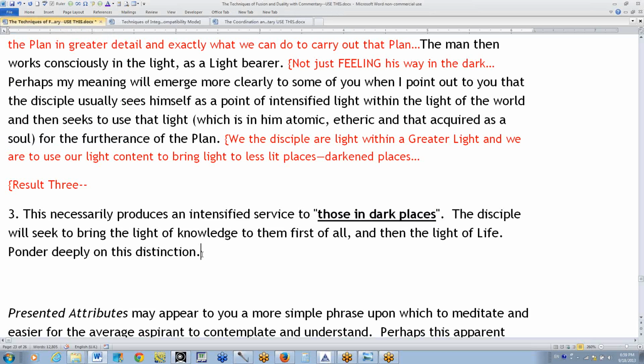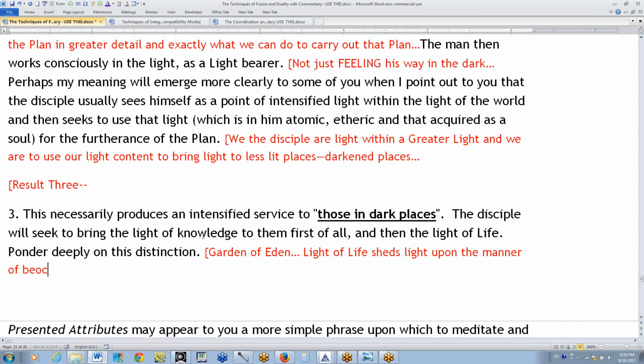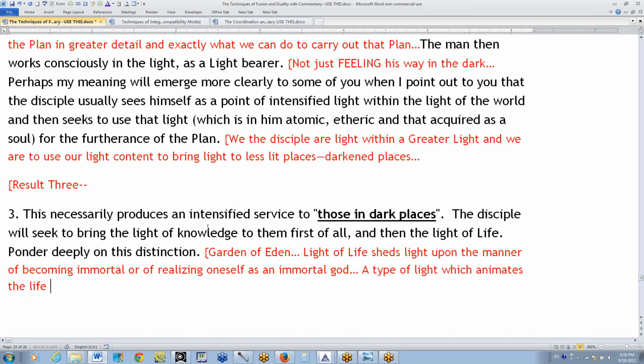Well, it takes us back to the Garden of Eden, doesn't it? So eat of the fruit of the tree of knowledge, but not yet of the fruit of the tree of life, and becoming immortal. The light of life sheds light upon the manner of becoming immortal, or of realizing oneself as an immortal God, an inner immortal being. There is a type of light which animates the life expression within us and confers, even via Kundalini, a new livingness.